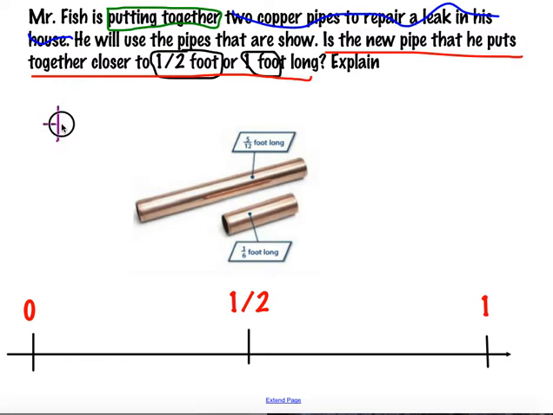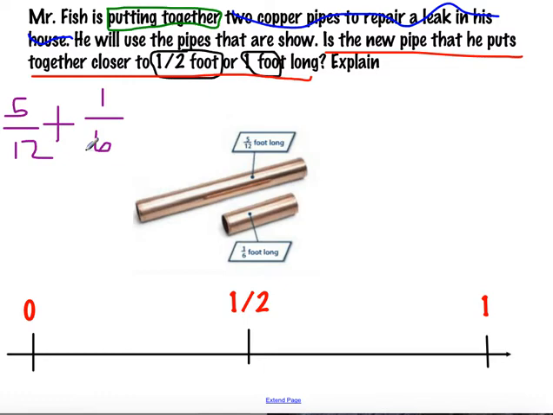I'm going to be adding two fractions together, and the two fractions that I have are 5/12 foot long and 1/6 foot long. So this is the 5/12 foot long, and this is 1/6. So essentially what you would be doing is 5 over 12 plus 1 over 6. Now you can't actually do this quite yet because we don't know how to add fractions yet with unlike denominators.